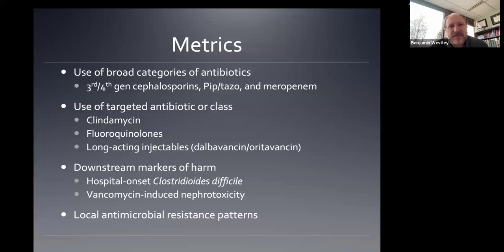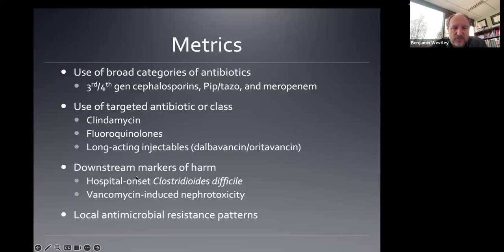Okay, so programs need to have metrics to figure out what we're doing and measuring our success and how we're making progress on things. This could be measured in multiple ways. So we can just follow how many broad antibiotics, like 3rd and 4th generation cephalosporins, piptazo, et cetera, we're using. You can target certain classes. We'd really like to avoid clindamycin in the hospital, fluoroquinolones in the hospital.